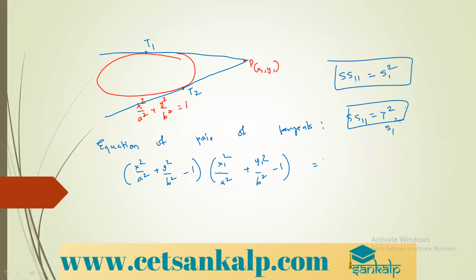Anything, because you have learned this in parabola, so I try to write this. Otherwise you can write in this way: (xx1/a² + yy1/b² − 1) whole square. So this is the equation of the pair of tangents.